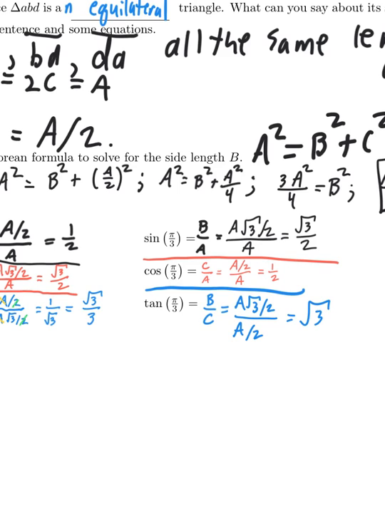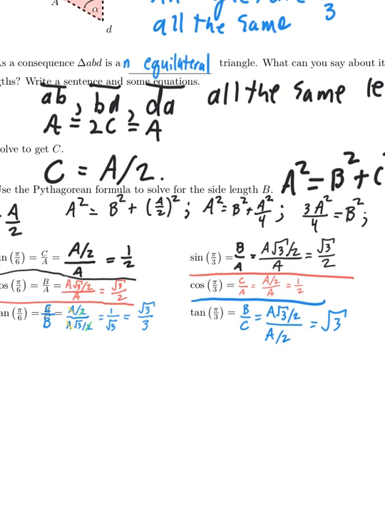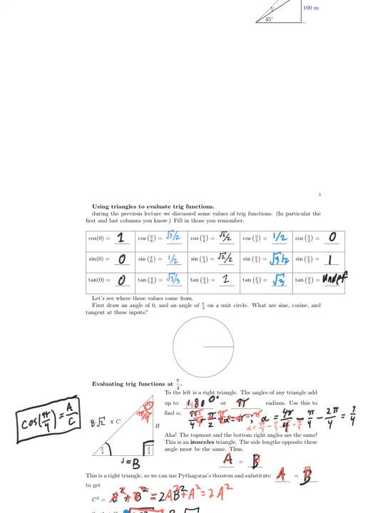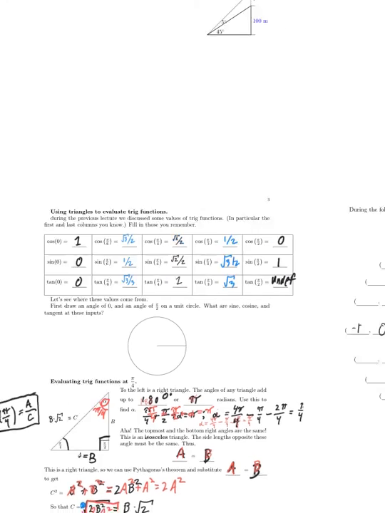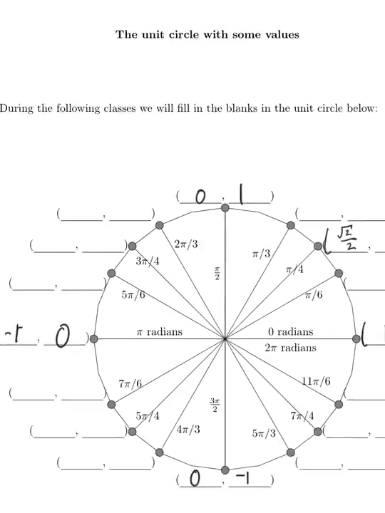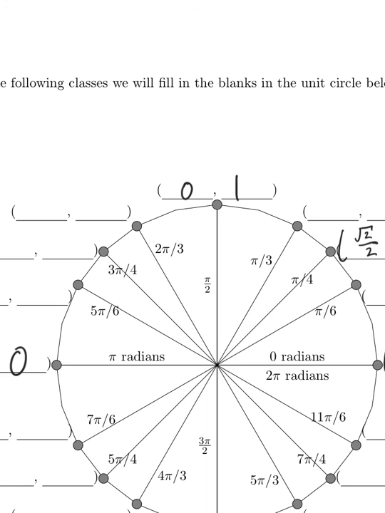So let's go ahead and put that also at the top of the previous page. There we are. I've just filled in cosine of pi over 3 is 1/2. Sine of pi over 3 is root 3 over 2. Tangent of pi over 3 is root 3. Migrating over here means this is 1/2. This is root 3 over 2.